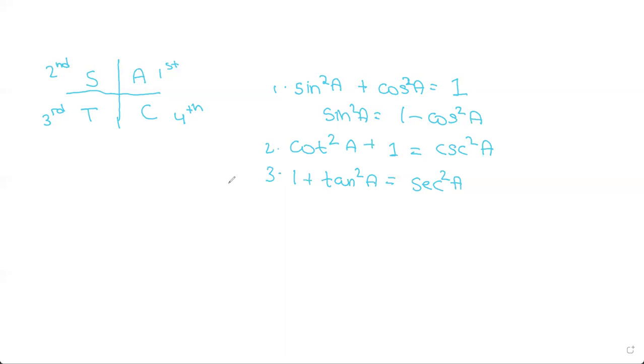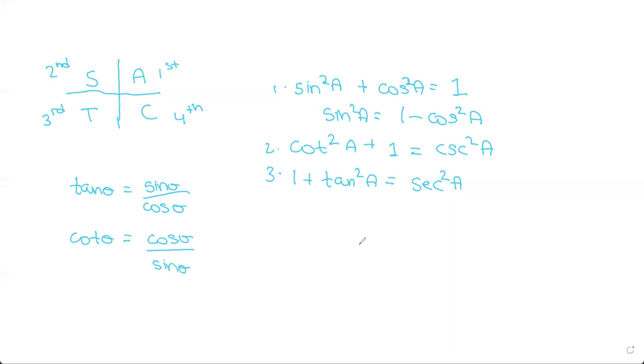Another formula you should know is that tan theta is equal to sine theta by cos theta. So tan theta can be written as sine theta by cos theta. Hence, since cot theta is 1 by tan theta, it can be written as cos theta by sine theta.